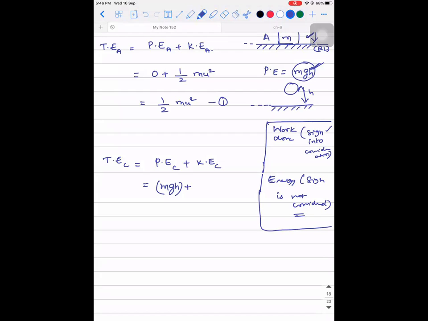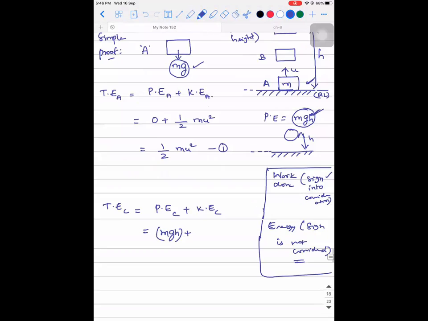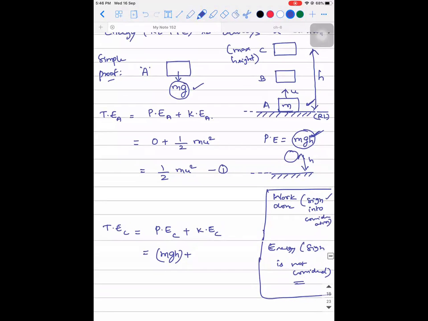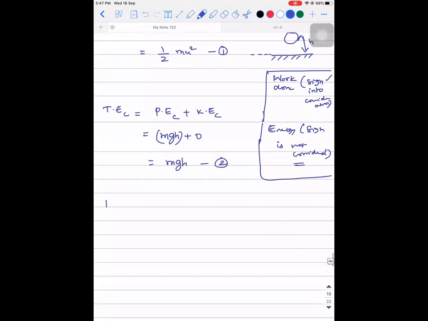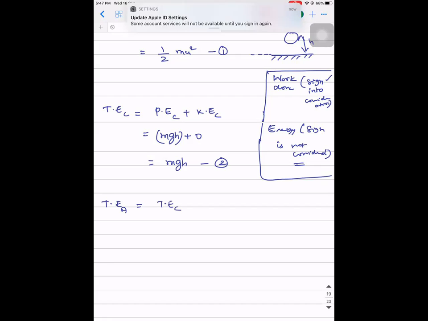Plus, what is the kinetic energy at point C? 0. Why? It's at maximum height. Yes, at the maximum height, it comes to instantaneous rest. So it is mgh, equation number 2. Now I'm going to pass an important statement. Listen to me carefully. I'm saying total energy at point A is equal to total energy at point C.